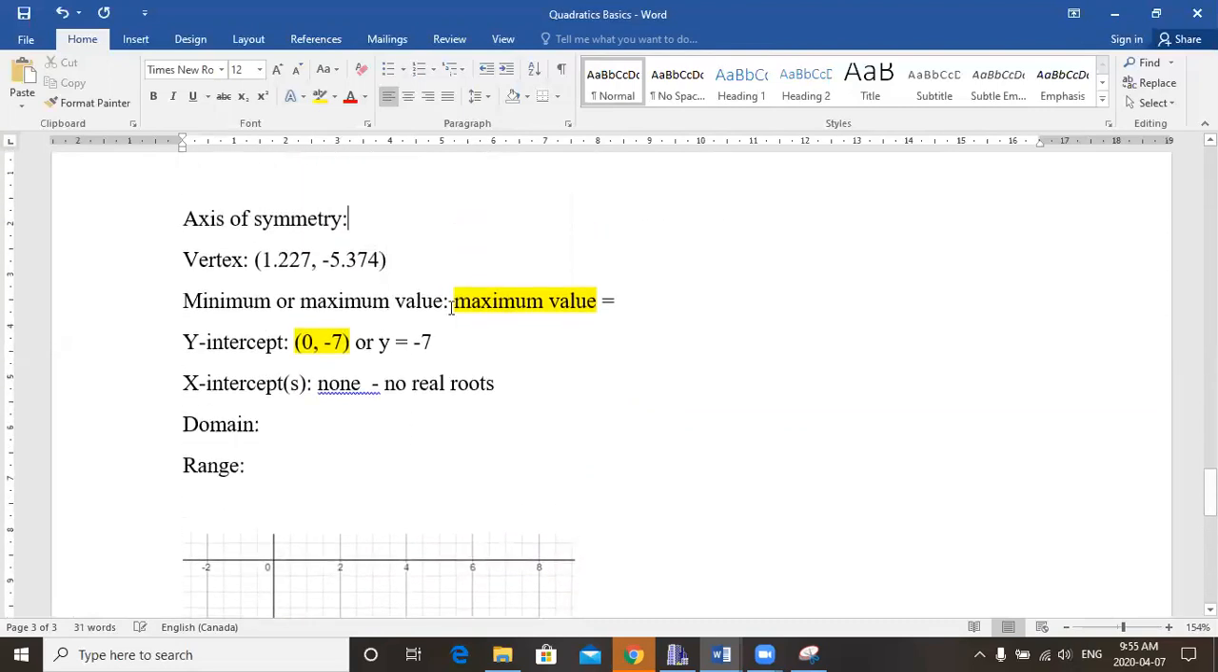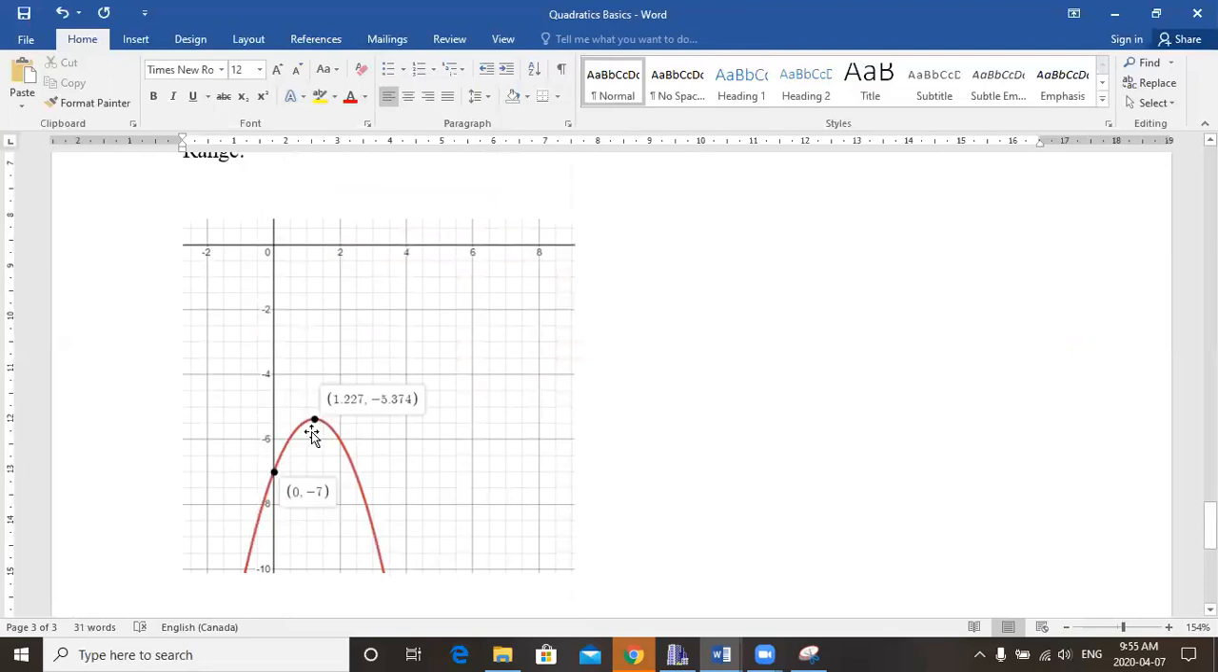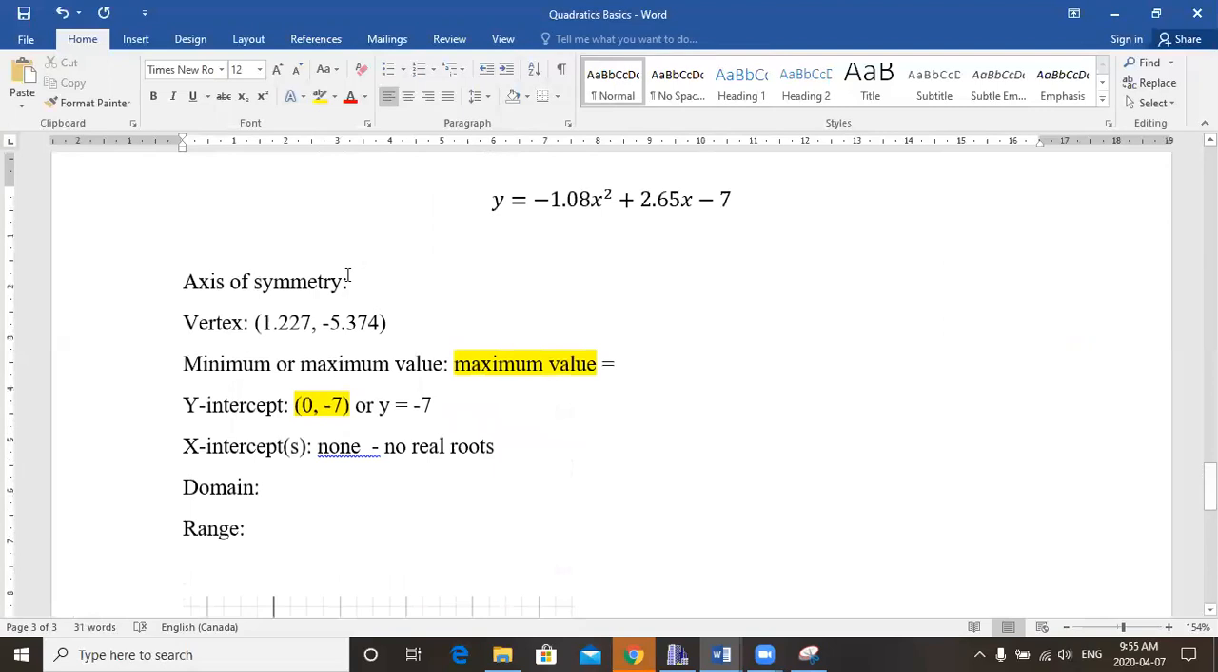The axis of symmetry. Remember, the axis of symmetry is the x value of the vertex. And so we always state, I'll put this in red, very important, the axis of symmetry is always stated as an x equals. So x equals whatever value, in this case, 1.227. That is how we state the axis of symmetry.